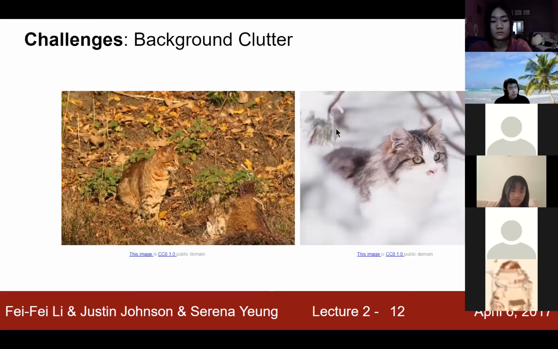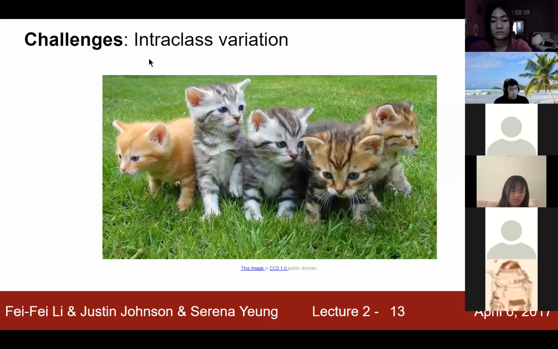And there's also background clutter. This is more like camouflage. They're blending into the background. Intra-class variation is a fancy way to say that there are different species and types of cats. There are baby cats, or kittens, and they can still technically be classified as cats, or they could mess with your model. And let's say you don't want to classify kittens as cats, then you have to somehow figure out how to make sure that doesn't happen.